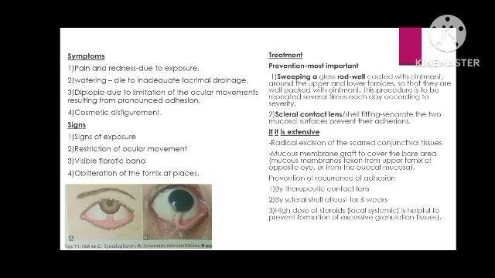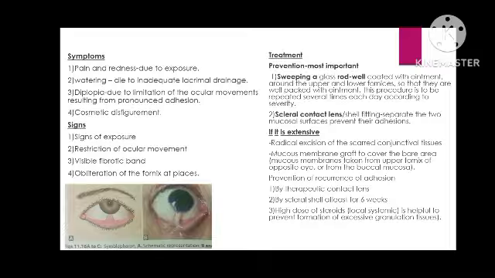Symptoms: pain and redness due to exposure, watering due to inadequate lacrimal drainage, diplopia due to limitation of ocular movements resulting from pronounced adhesion, and cosmetic disfigurement. These are all the symptoms. The main symptoms are pain, redness, and watering; diplopia may occur, and cosmetic disfigurement is present, as we see in the figure. And next one is signs.